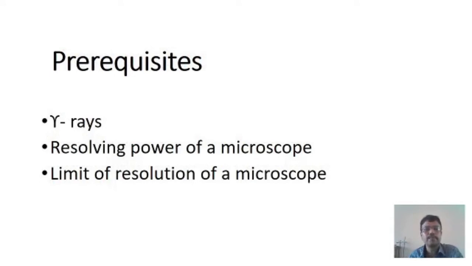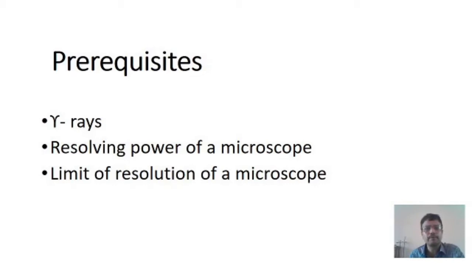Prerequisites, gamma rays. Gamma rays are electromagnetic radiations of wavelength 0.001 angstroms to 0.1 angstrom. They are not deflected by electric as well as magnetic fields. Their speed is 3 x 10^8 meter per second. The wavelength of gamma rays is very small, therefore the resolving power is more.